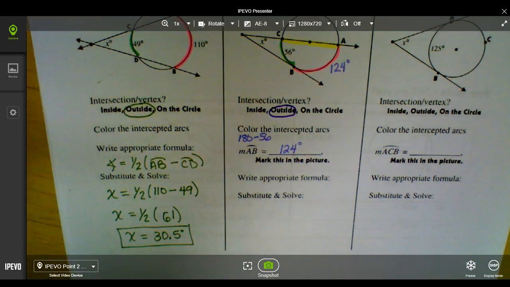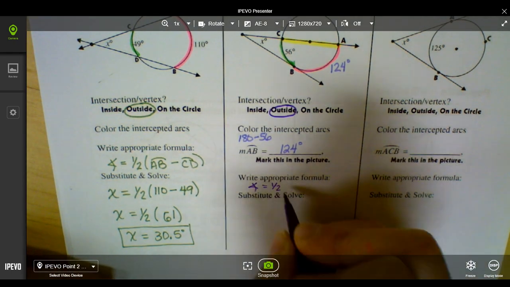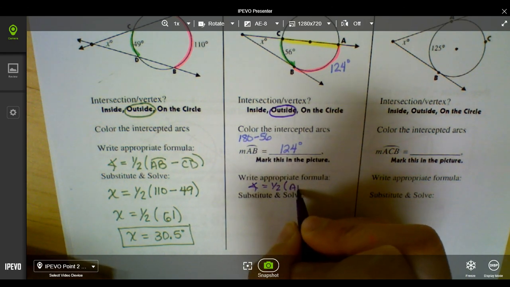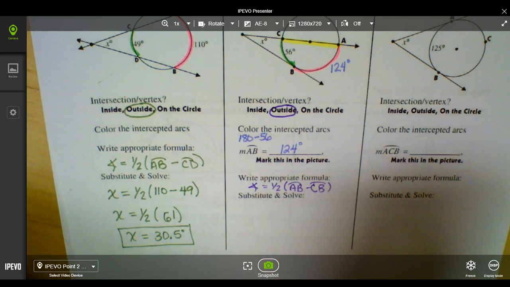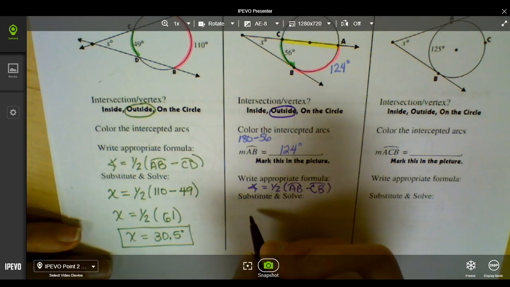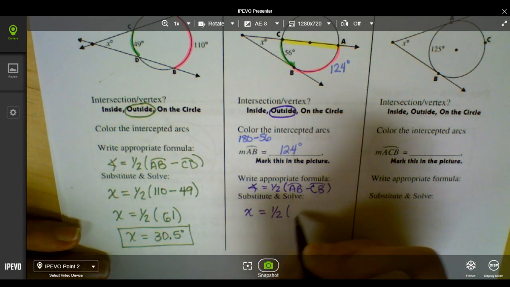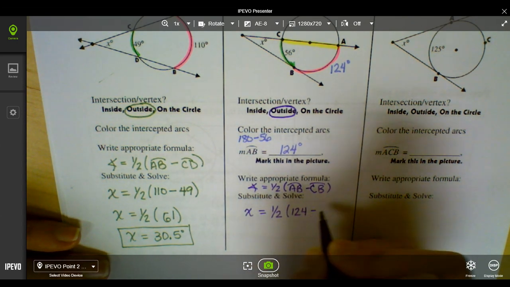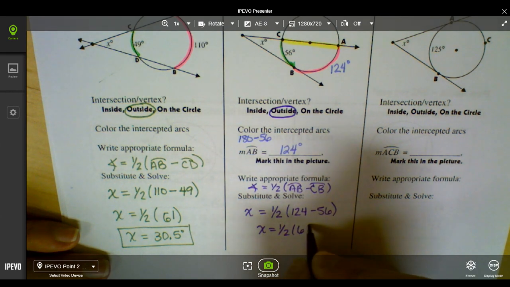Now I can solve it like normal. I'm going to be using the exact same formula that I did before. I want the angle equals 1/2 of arc AB minus arc CB this time. Okay, and then I just have to plug stuff in. I'm still solving for my angle. 1/2, AB, my bigger arc, is 124 degrees. CB, my smaller arc, is 56. 124 minus 56 is 68, and then just cut that in half. So this angle is going to be 34 degrees.